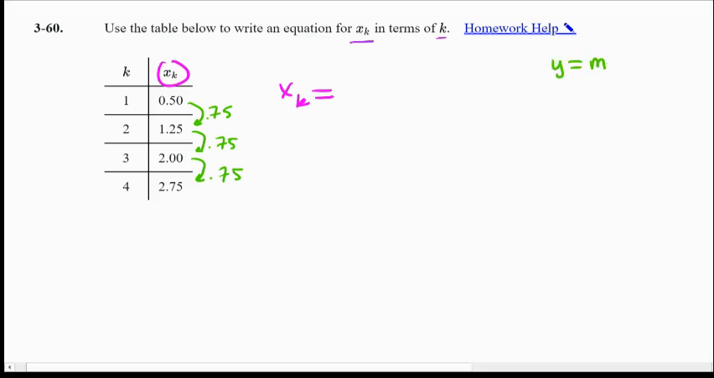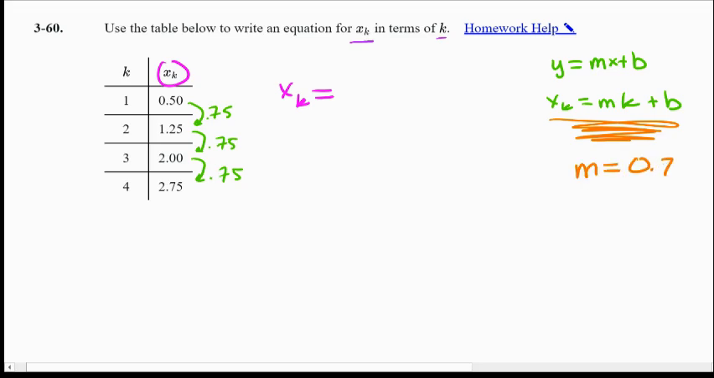And so since we have a slope, we can put it into this form. Again, I'm going to say y equals mx plus b, but because we're doing x sub k, it's x sub k equals mk plus b. I'm not trying to confuse you, just trying to get you into the habit of seeing something like this and not being afraid. So already from the table, the easy part is that the slope is given to you, because it's just how much it's going up by each time. So I know my slope is 0.75.